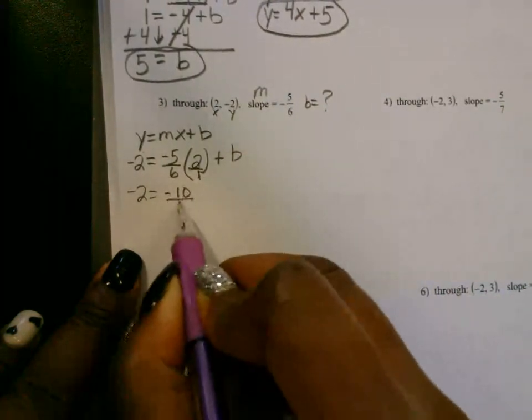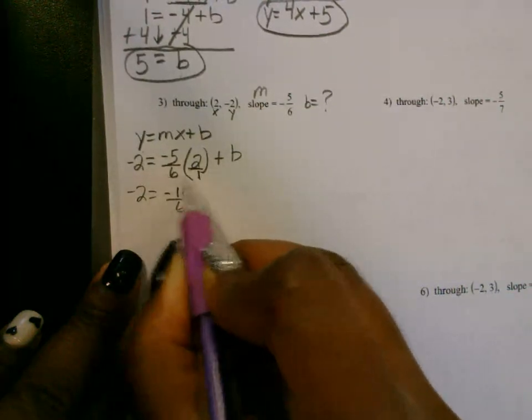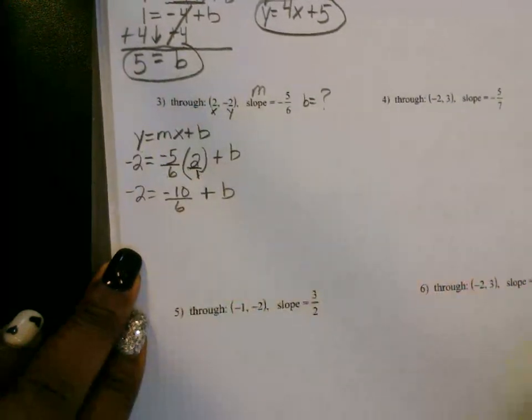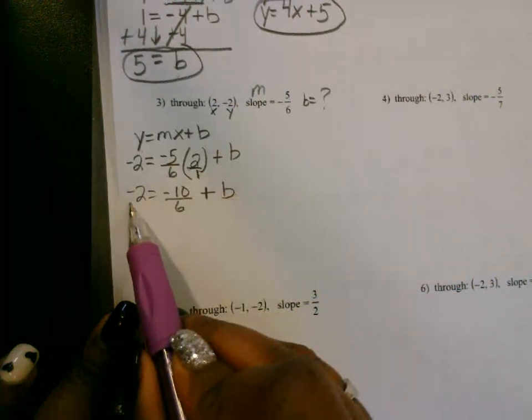This is +6 on the bottom. Multiply straight across. This gives me -10. This gives me +6, sorry. Bring down the plus b. Now, in order to get b by itself, we're going to move this to this side.